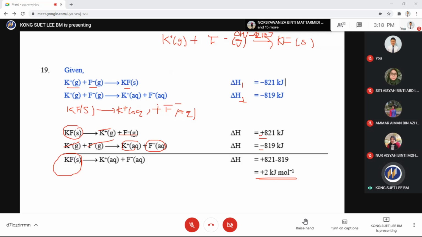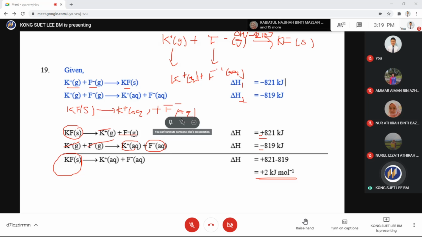Okay, next. Gaseous ions hydrated in water, so K plus aqueous. Okay, are all of you with me? Yes, madam. Okay, so next the definition according to hydration. Gas dissolved in water to form K positive aqueous and F negative aqueous. Handwriting is very ugly, but I hope you all can see that. So this is hydration. Hydration means both of them, negative 819 kilojoule. So this is enthalpy 2.